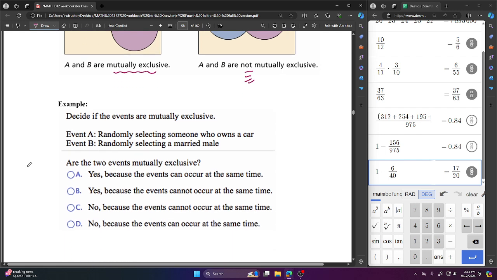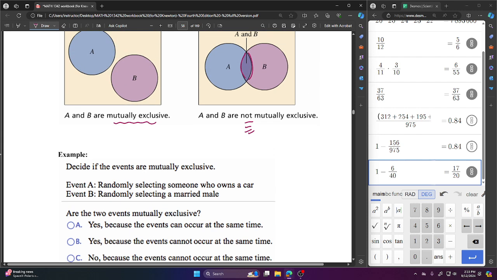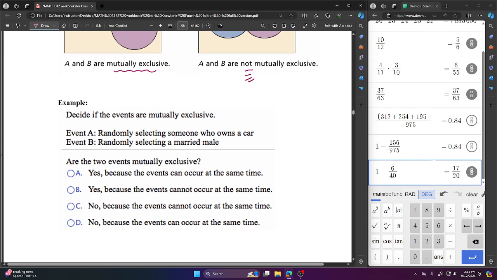So let's do this. Randomly selecting someone who owns a car, randomly selecting a married male. Are they mutually exclusive? No, they're definitely not. You can have a married male who is also owning a car. So no, because the events can occur at the same time. They can, yeah. I'm going to fill it in like a Scantron.